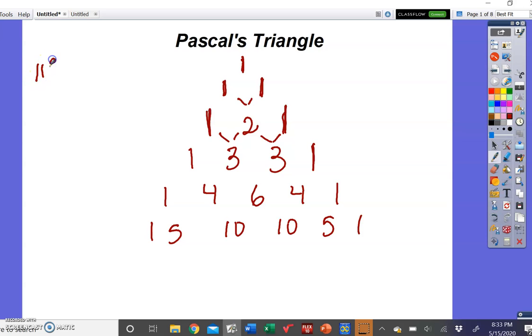It's just powers of 11. So 11 to the 0th power, because anything raised to the 0th power is 1. 11 to the first power is 11. 11 to the second power is 121. We know those 3. Well, it turns out 11 to the third power is 1,331.